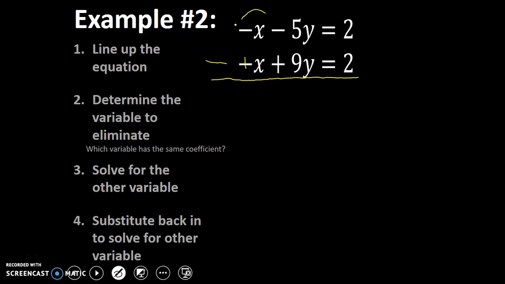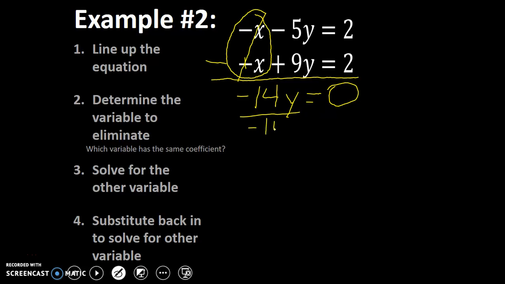So we're going to eliminate these two. Negative x minus negative x gives me just 0. Then we go negative 5y minus 9y, which gives me negative 14y, equals 2 minus 2, which is 0. So I'm going to solve for y. I'm going to divide by negative 14. I get y equals 0. Now y equals 0 is always a nice number to get.